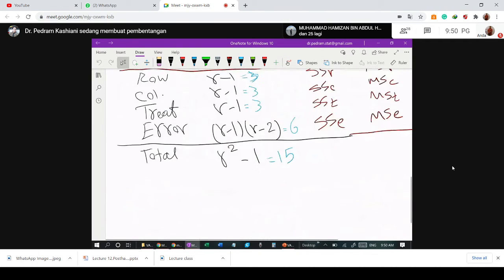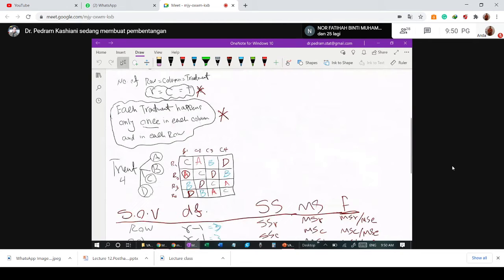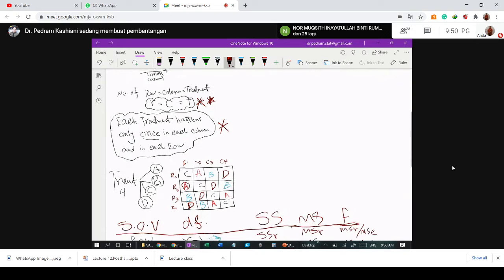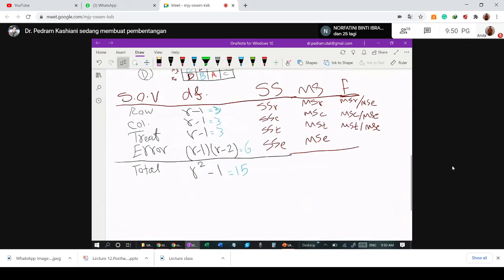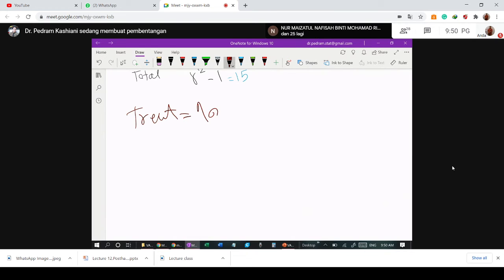Okay, so what are the problems with this Latin square? The first problem is this one. That is one of the limitations. Why? Because I cannot have too many treatments. If I have too many treatments, my experimental area becomes very big. For example, imagine you want to have 10 treatments. Okay, my treatment equals 10.